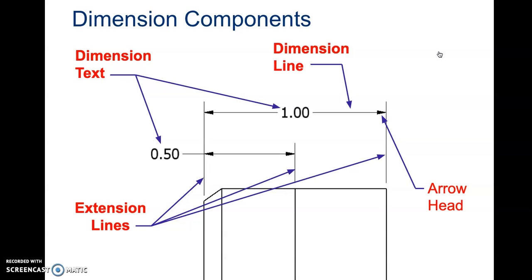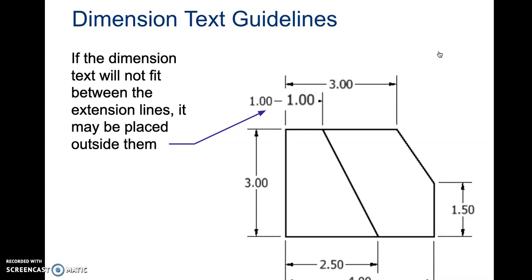So of course, just a quick reminder on the dimensioning components that are out there. The dimensioning text, of course, that's where we see our numbers. The extension lines are the straight lines that come off of the part. And then the dimension lines are the pieces with the arrowheads to show what we are dimensioning in between.